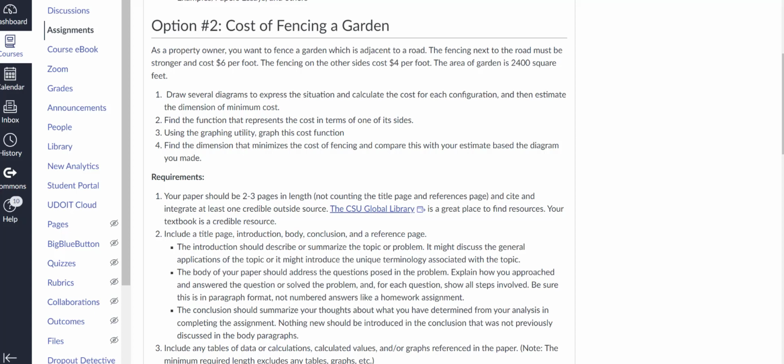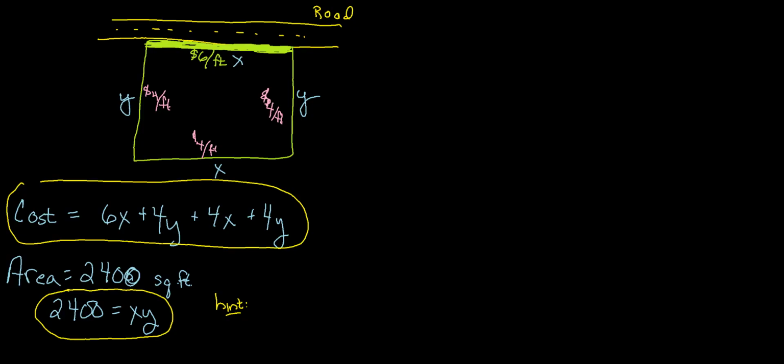they ask us to find a function that represents the cost in terms of one of the sides. So if we go back here, my hint is maybe take this area and write it, maybe you could solve for X. You could say 2,400 divided by Y equals X. And now that you know what X is, you could go plug that in up here for your cost function. Maybe that would be helpful. Or maybe you could solve for Y.